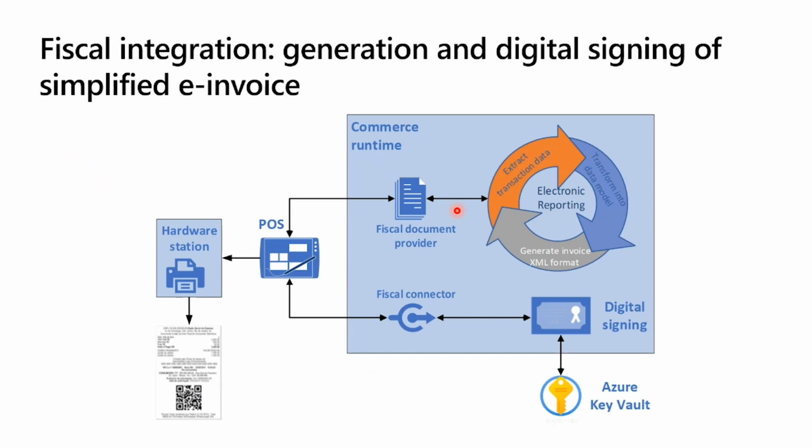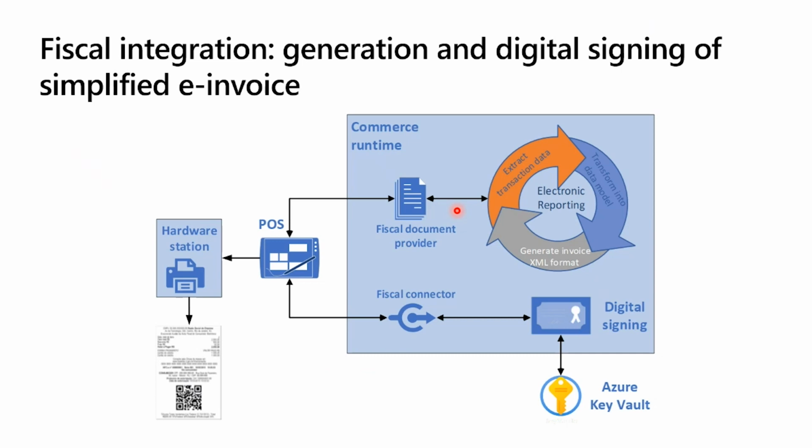So in case of Saudi Arabia, the fiscal document provider actually calls the electronic reporting functionality that is integrated into commerce. So you may be familiar with the electronic reporting functionality that also exists for some time in the Dynamics 365 family of applications. And this functionality is aimed to support various requirements on the generation of electronic files, electronic reports, such as accounting or tax reporting in electronic format, or, for example, electronic payments and so on.